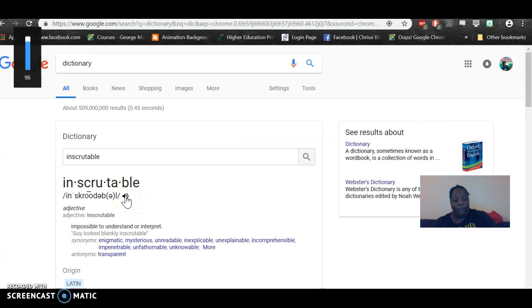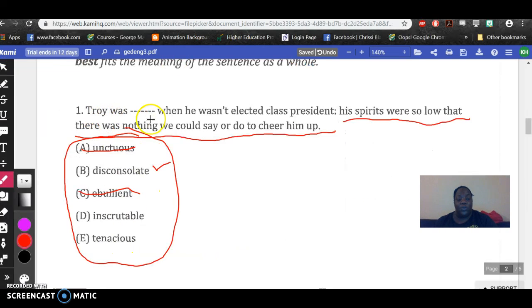There we go. Inscrutable. Impossible to understand or to interpret. Impossible to understand. Troy was impossible to understand when he wasn't elected class president. That all right there is telling me it's not really making sense. I think it's very clear that he's understandable. We know that he is not happy. So again, through a process of elimination, I'm going to cut this one out.